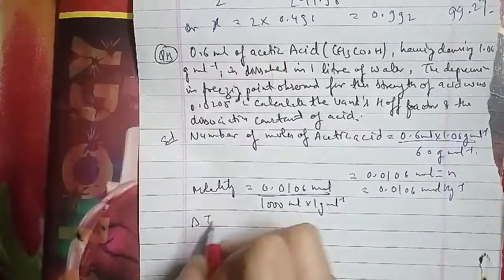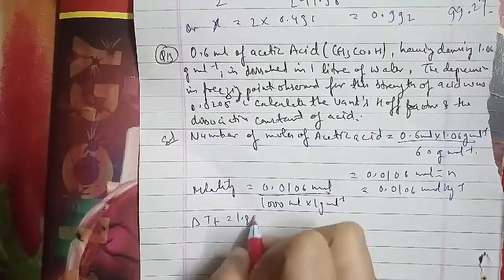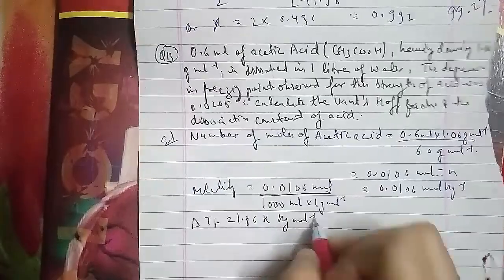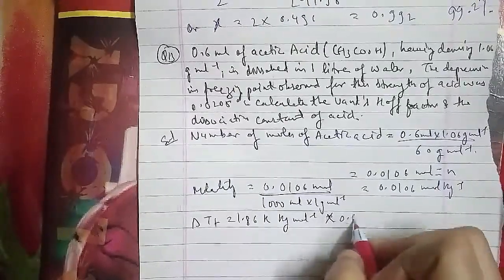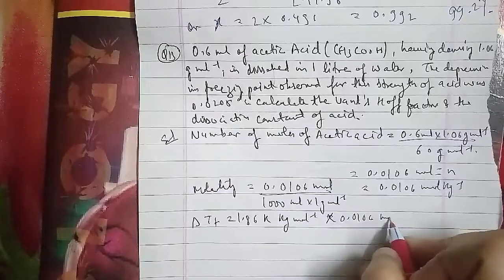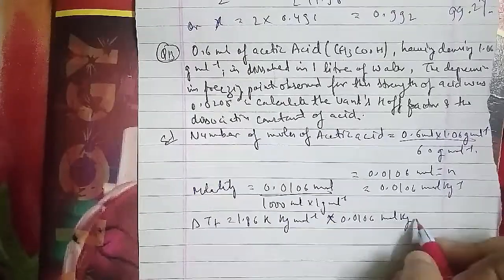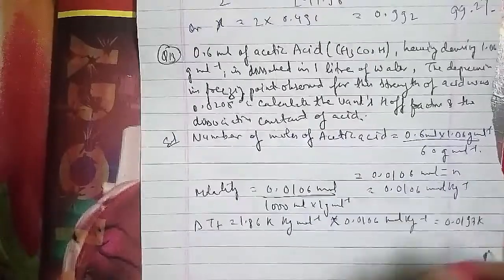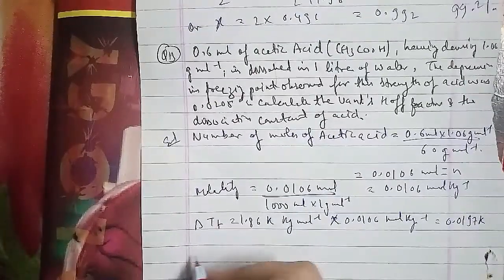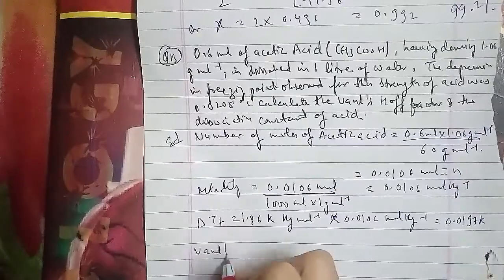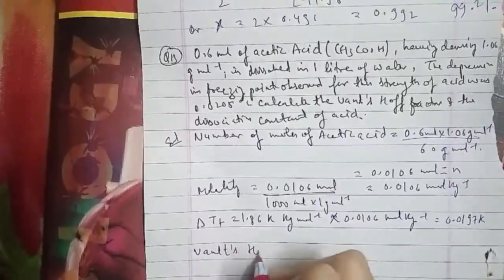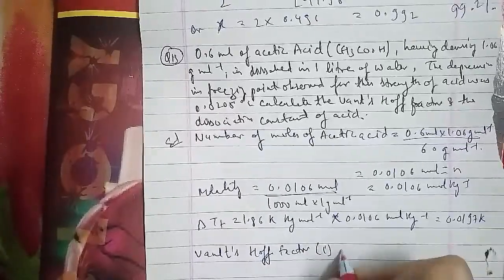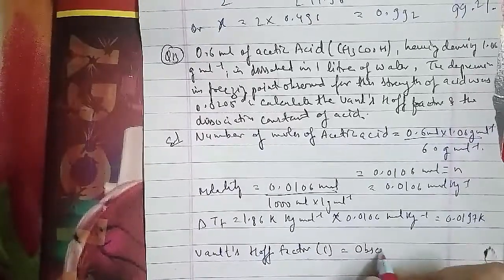The Van't Hoff factor i equals observed freezing point depression upon calculated freezing point depression, that is 0.0205 K upon 0.0197 K, which equals 1.041.